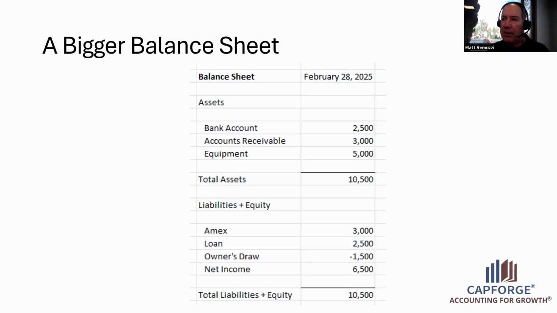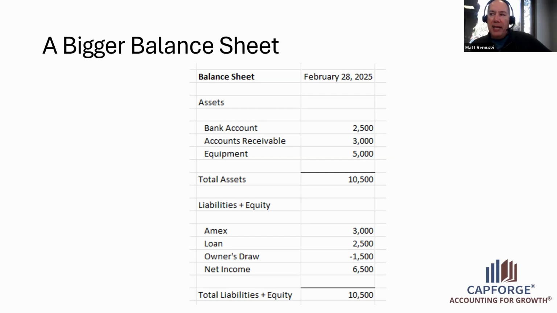So here's a bigger balance sheet, a little more activity. Bank account, $2,500, accounts receivable, $3,000. We also have some equipment in this business. On the liability side, we have $3,000 we owe to American Express, and $2,500 we owe on a loan still. Owner's draw, we've taken out $1,500 to maybe pay our own bills to live on. And then we also have a nice net income of $6,500.